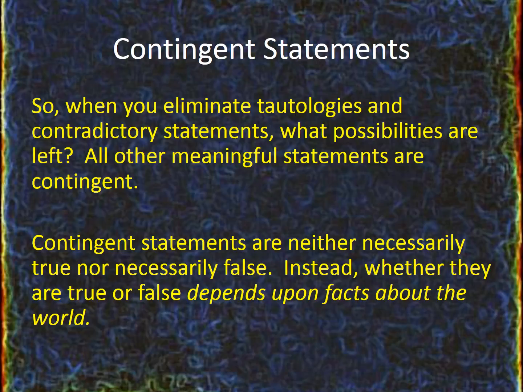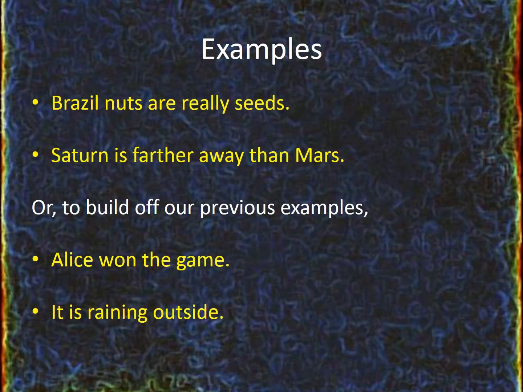Okay, contingent statements. We talked about tautologies, which are statements that are necessarily true, and contradictions, which are statements that are necessarily false. So what's left? Statements that are neither necessarily true nor necessarily false. Instead, whether they're true or false depends upon some facts about the world. These are the vast majority of statements. Here are some examples. Brazil nuts are really seeds. Saturn is further away than Mars. Or Alice won the game. It's raining outside. Anything that really requires observation of some kind is going to be a contingent statement.